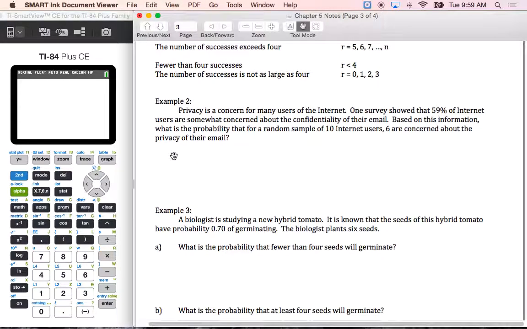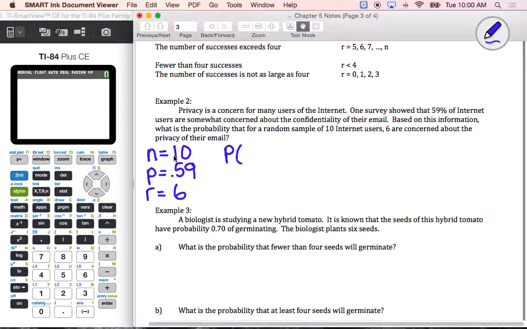So you need to have 3 important parts when you go through these. You need to know what your N, your P, and your R are going to be. Here it tells us we have 10 users, so our N is 10. Next, we have a 59%, so 0.59 for our probability of success, and we want exactly 6 to be concerned. So what we're looking at is the probability that R is equal to 6. If you go back to the last page, when it equals 6, that's your PDF.